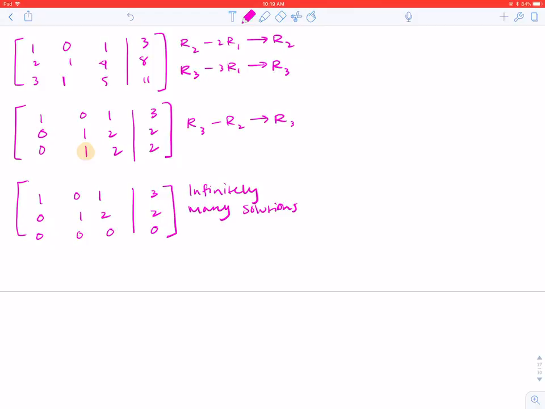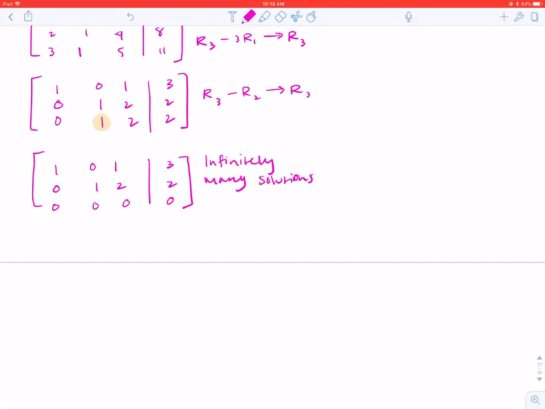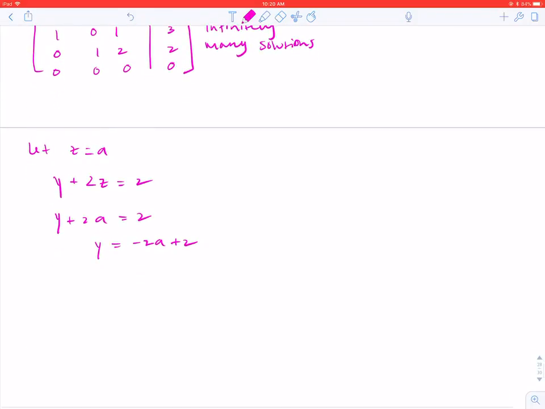So if we were to let z equal to a, okay, row 2 represents the equation x plus 2y equals 2. No, not x plus 2y. Silly. Sorry. y plus 2z equals 2. Where we can substitute a in for z. So y equals negative 2a plus 2.